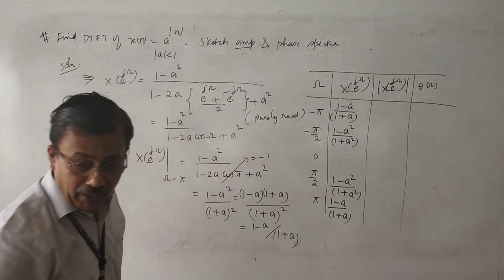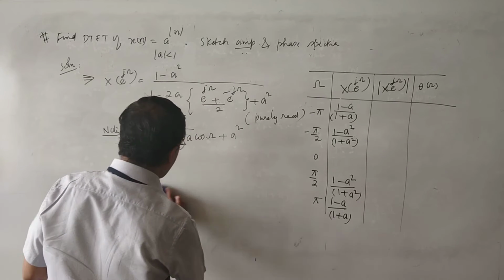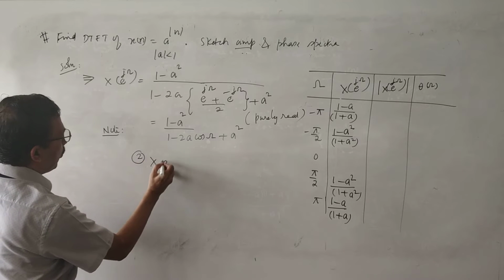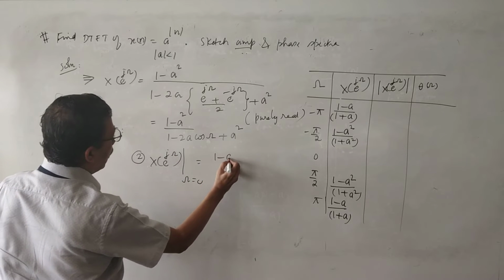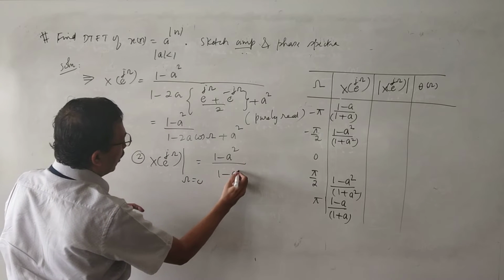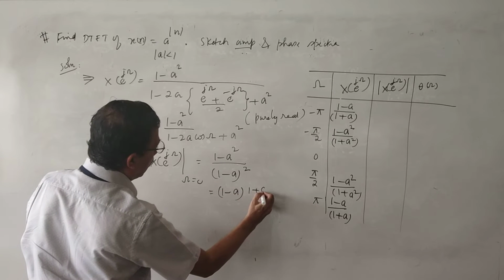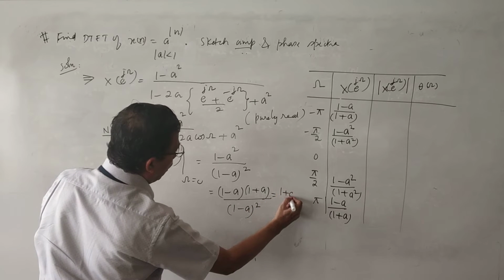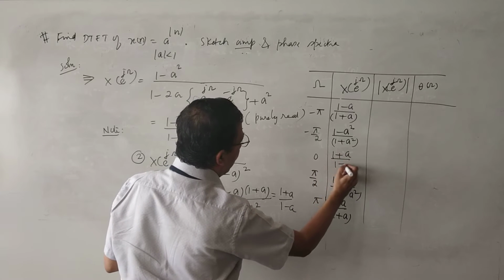Next we'll put omega equal to 0. X of e power j omega evaluated at omega equal to 0 gives cos 0 is 1. Therefore, denominator becomes 1 minus a whole square. So 1 minus a square is what? 1 minus a into 1 plus a. 1 minus a divided by 1 minus a whole square. So you get 1 plus a by 1 minus a. So I write that value here, 1 plus a by 1 minus a.